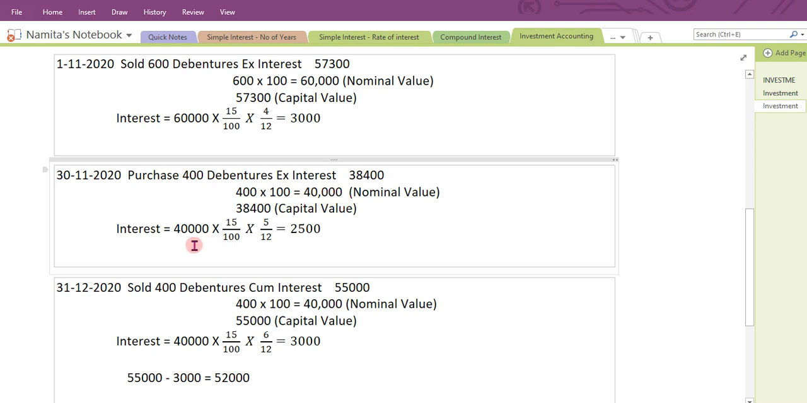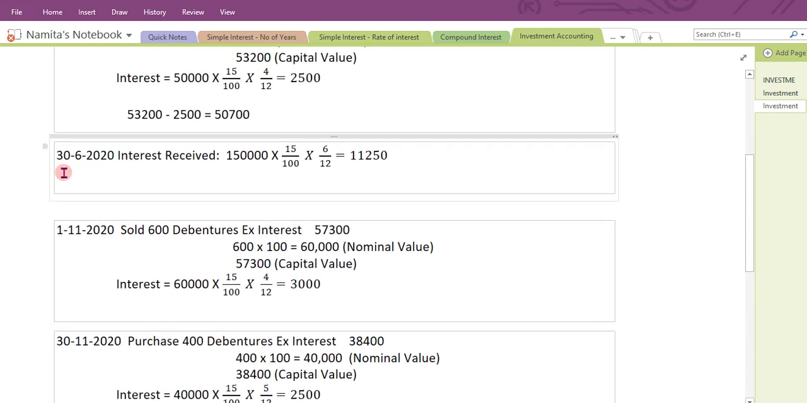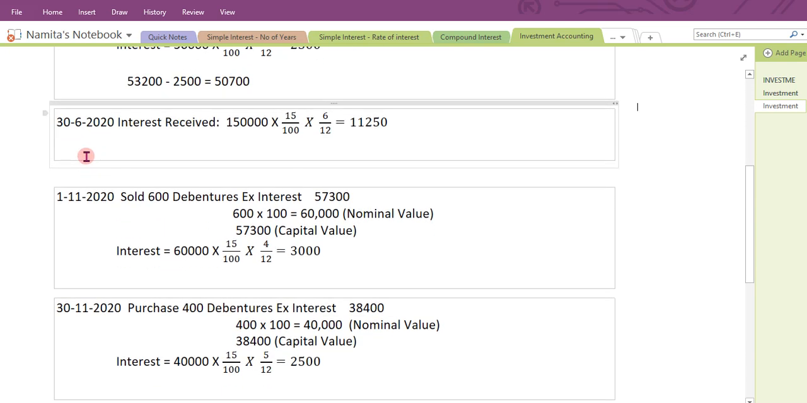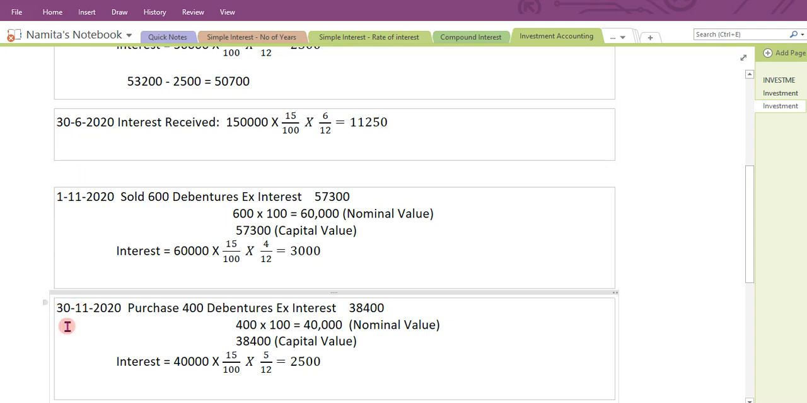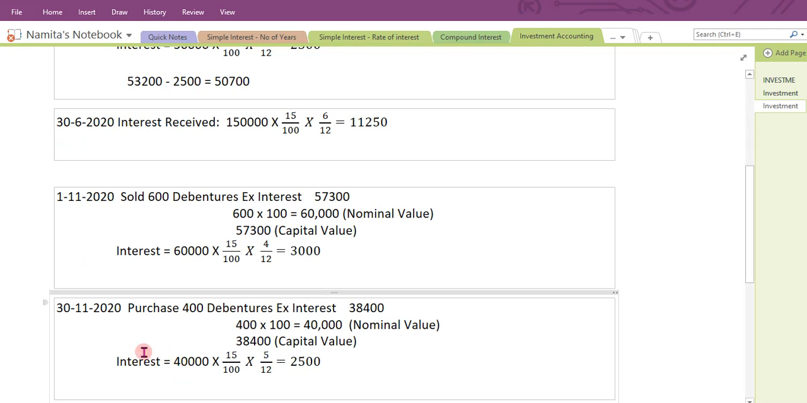So interest will be 40,000 multiplied by 15 divided by 100 multiplied by 5 divided by 12. Now we have to calculate interest by month. Last interest we received in which month? June. So from 30 June to 30 November, how many months? 30 June month is completed. Then July, August, September, October and November. Why are we taking November? Because on the last date, 30 November, we are making the purchase, so the entire month is counted. That's why total 5 months. So interest is 2,500.